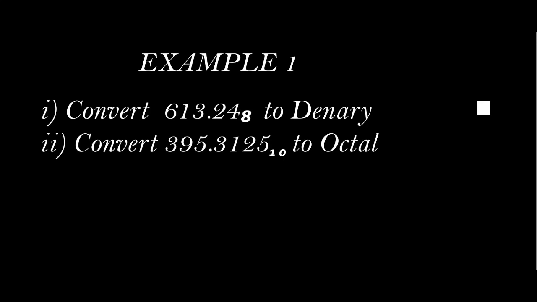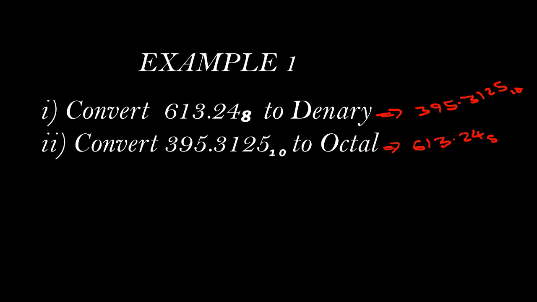Now, example number 1 on octal and denary number systems. You've been told there, Roman number 1, to convert 613.24 to base 8 to denary, meaning you've been told to convert an octal number system to denary. If you convert that, you'll get 395.3125 to base 10. Then if you convert the second one, which is denary to octal, you'll get 613.24 to base 8. So how do we convert an octal number system to denary?